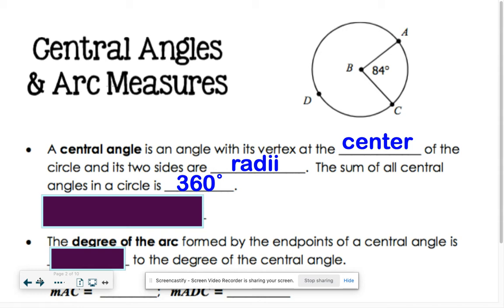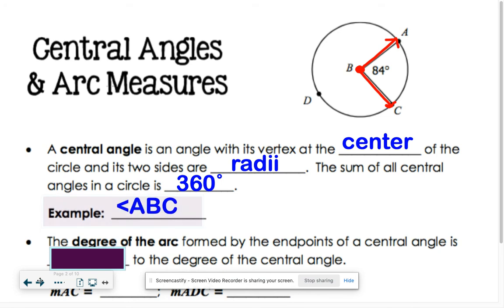A central angle has its vertex at the center. So here's the vertex of this angle, and then the rays of your angle are the radii. So this would be a central angle here, angle ABC. Angle ABC is a central angle because the vertex is the center, and the sides of your angle are radii.